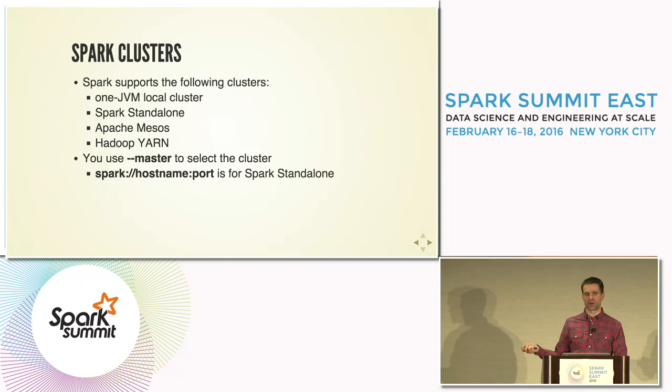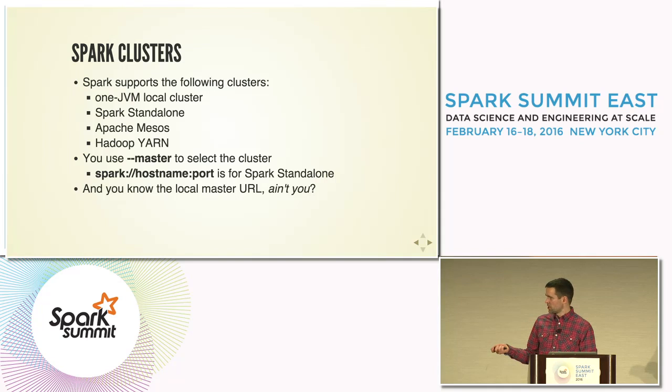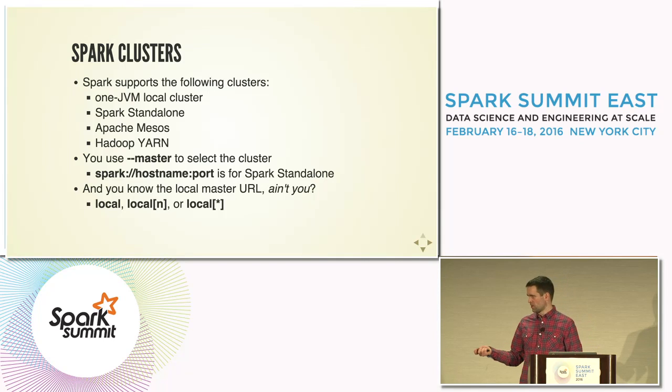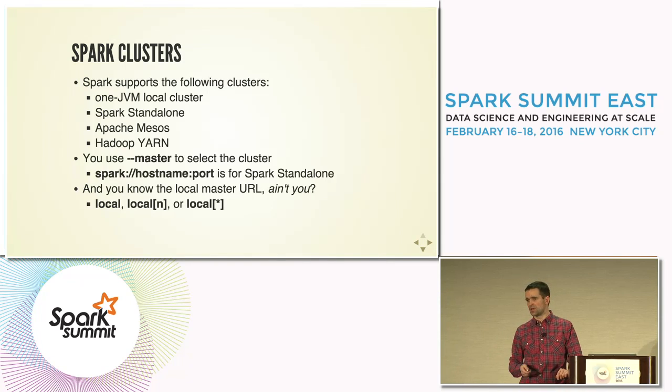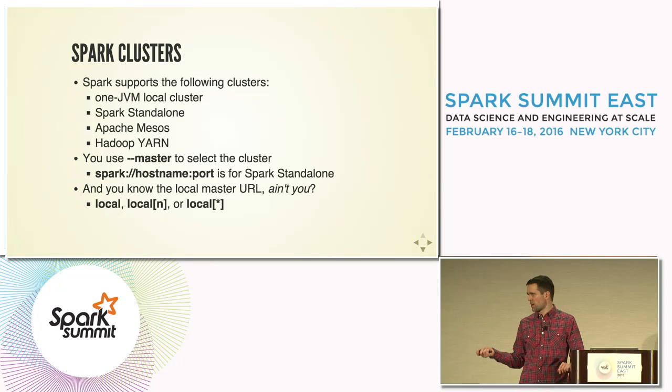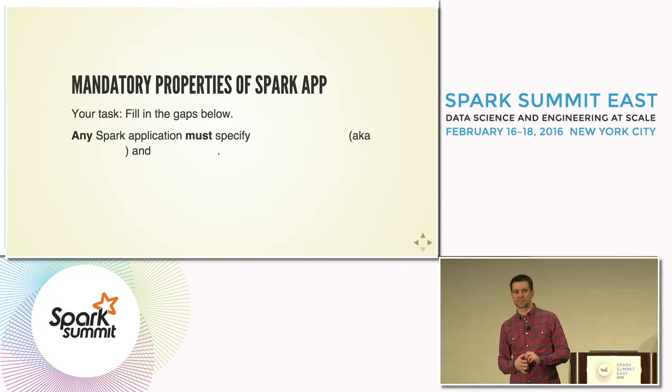And this is the URL of Spark Standalone. By default, the port is 7077, and the host name is usually localhost or your local host name. And you know the local master URL, don't you? It's just local, or local[N], or local[*]. Local means one processor, one CPU only. N means N processors, or N cores for the default level of parallelism, and star means take the number of CPUs that are available on the machine. That's pretty much it.